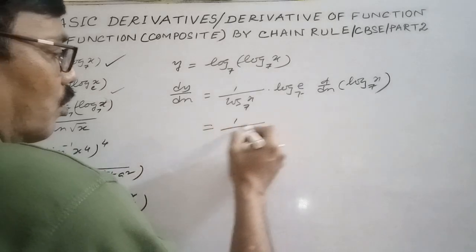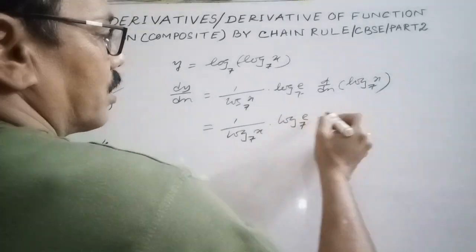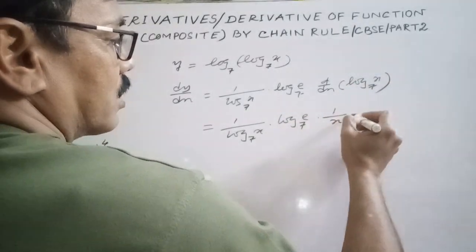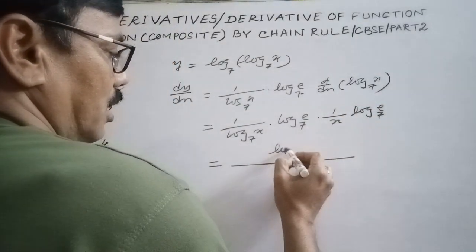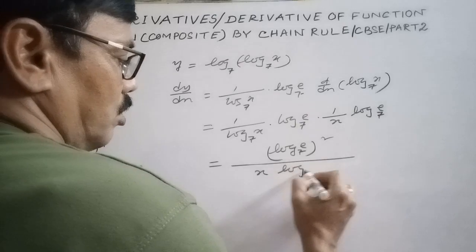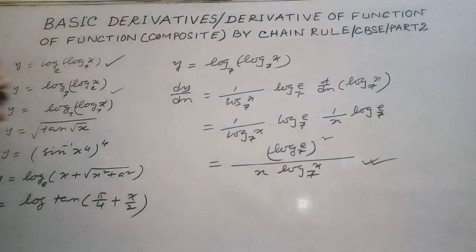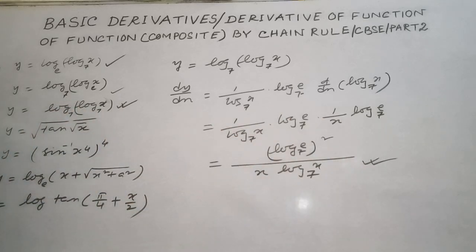Then 1 by log x base 7 log e base 7. So derivative of log x is 1 by x. It is again log e base 7. So finally, log e base 7 whole square over x into log x base 7. So this is dy by dx. So base should be noted. If both are of base 7, then answer will be this one.